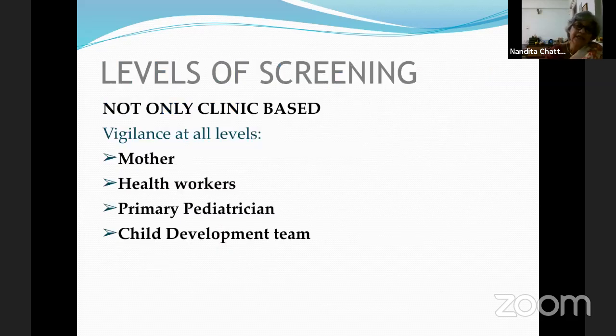Next slide. So, who does the screening? Only the pediatrician? No. Developmental screening starts right with the mother. The mother does some screening. The health workers, at the peripheral level, can do a screening. The primary physician or the primary pediatrician, even in his busy clinic, can do some amount of screening. And those who screen positive need to come to the child development team for a detailed assessment.